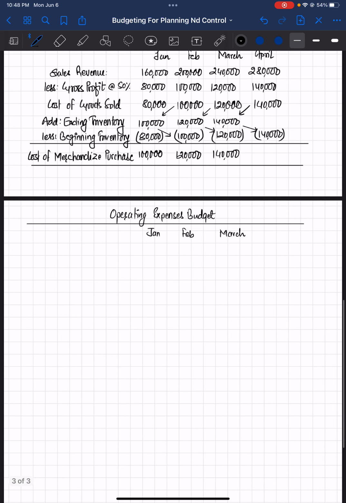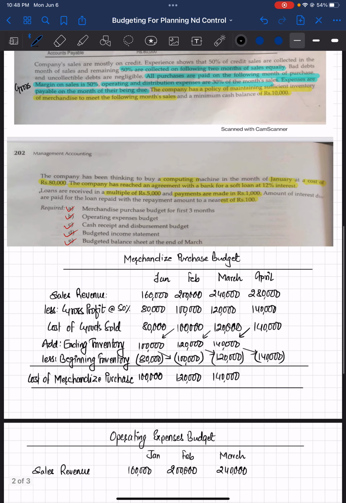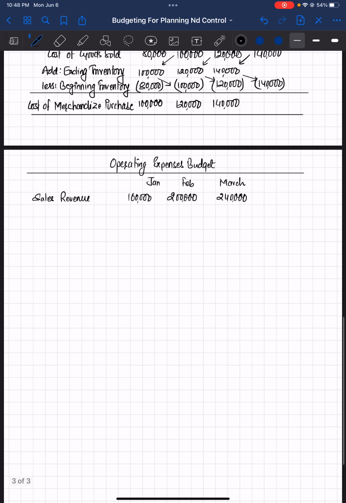So we're going to need the sales revenue. We have 160,000, we have 2 lakhs, we have 2,40,000. As you can see, the operating expenses are 30% of the month's sales. So we can write it like this: operating expenses at the rate of 30%.